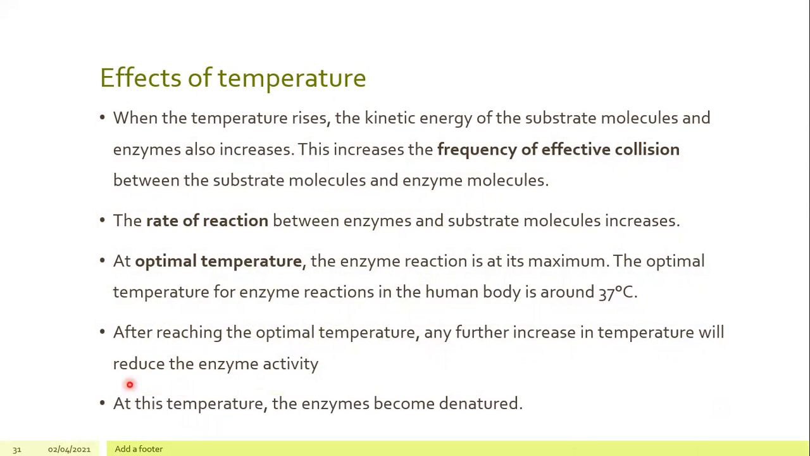When the temperature increases very high, the enzyme activity actually gets reduced. This is because the enzymes get denatured. Denatured is where they are getting destroyed. It's a term for protein. Because an enzyme is a type of protein, when the enzymes are at a very high temperature, they will get denatured and their activity reduces.